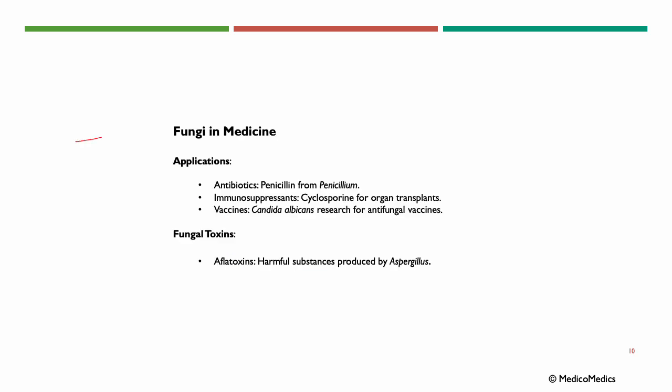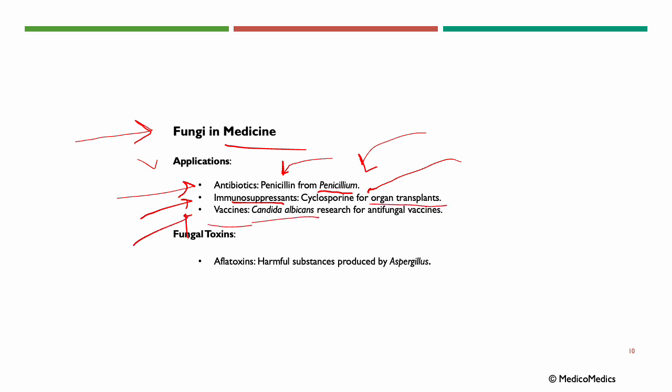And now let's turn to fungi in medicine. So applications. We use them in antibiotics. An antibiotic known to most people is penicillin, and it is derived from Penicillium, a fungus. We have immunosuppressants like cyclosporine, used for organ transplants, and use in vaccines, like Candida albicans, used for research in antifungal vaccines. Then we have fungal toxins, aflatoxins. So these are harmful substances produced by Aspergillus.